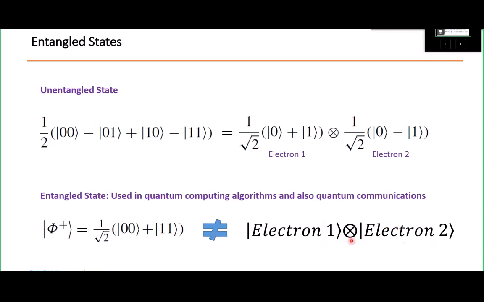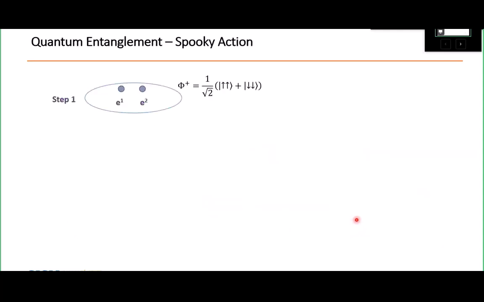It means you cannot describe this whole system by describing the 2 electrons separately, and they are called entangled. So they are very useful in quantum computing algorithms and quantum communication. Let's take a special case which Einstein called a spooky action.